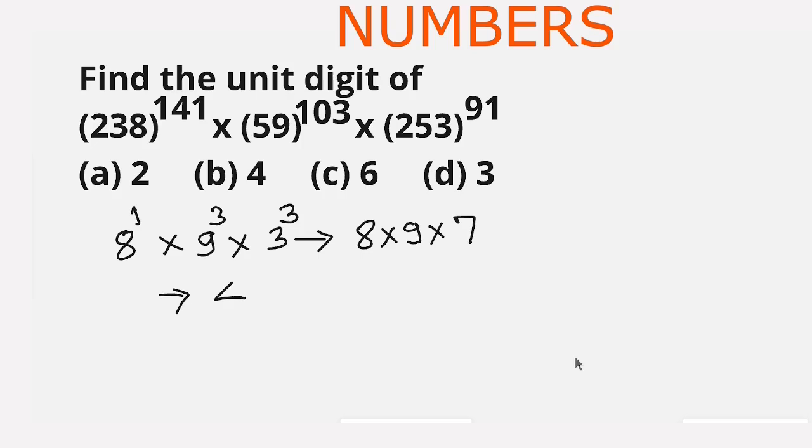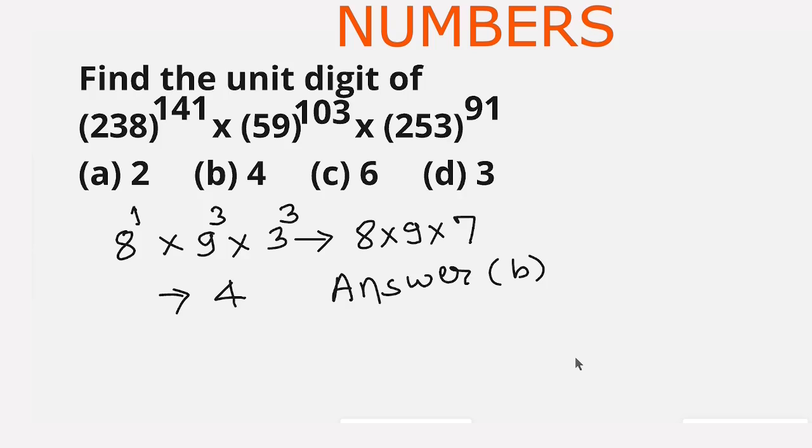So the unit digit of the expansion of 238 to the power 141 multiplied by 59 to the power 103 multiplied by 253 to the power 91 is equal to 4. And from the given options, our answer is option B, 4. I hope you have understood the method of solving such type of question.